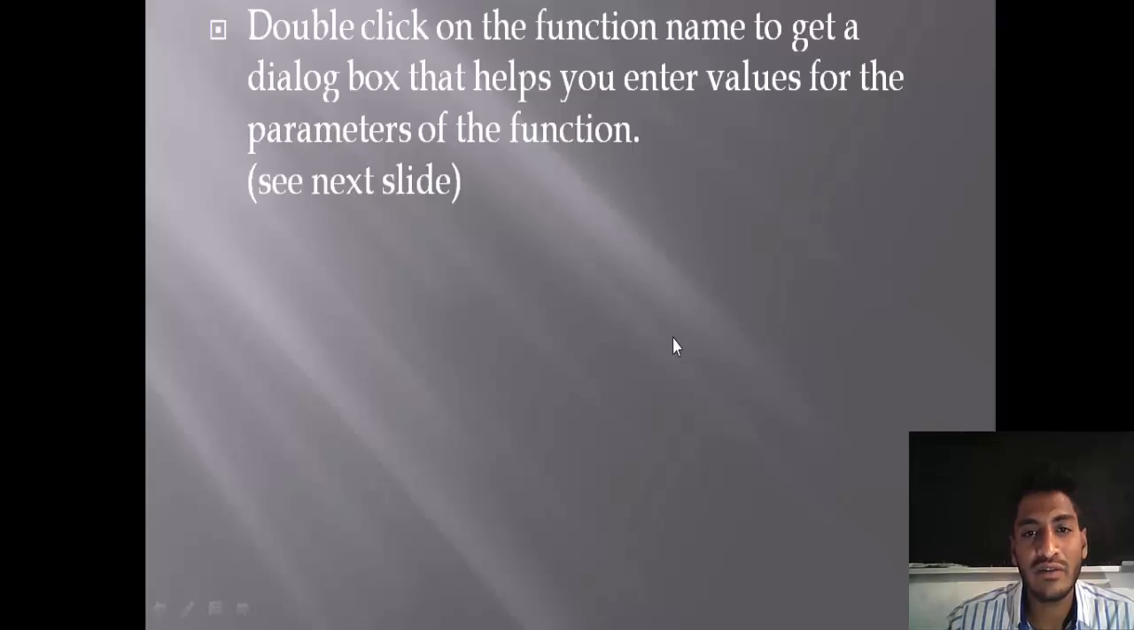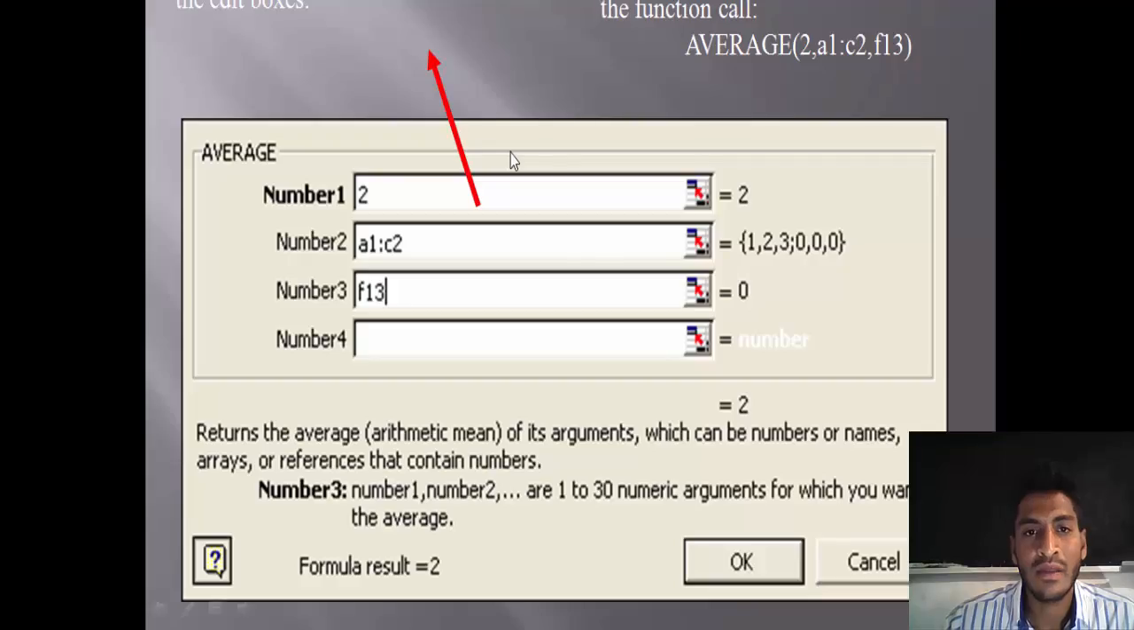Function editor. Double click on the function name to get a dialog box that helps you enter the values for the parameters of the function. See the next slide. Function editor: put the values of the parameters in the edit boxes. When you press OK, this will create the function called AVERAGE, for example AVERAGE(A1:C2,F13).